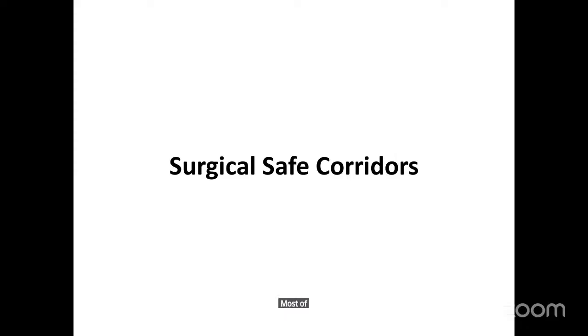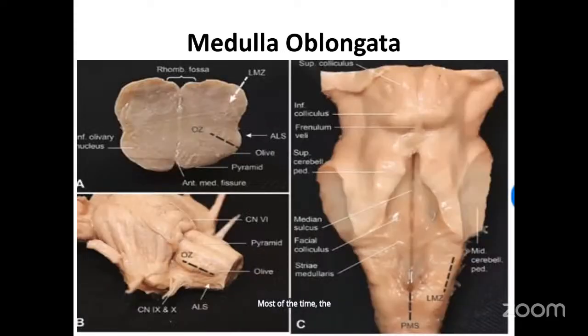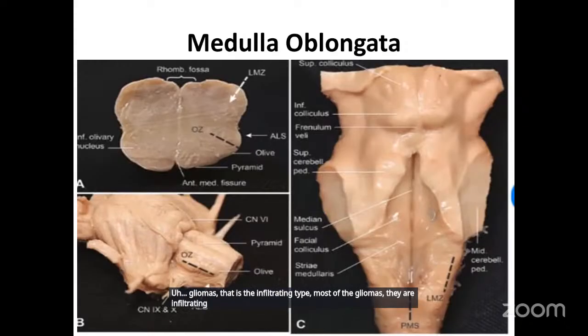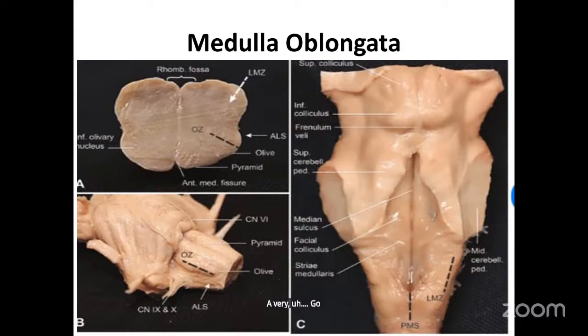Most of the time, the brainstem has gliomas, that is the infiltrating type. Most of the gliomas are infiltrating, the diffuse type, that go deep into the parenchyma. And second, the cavernomas are there. So when we go inside the brainstem, there are very safe zones.